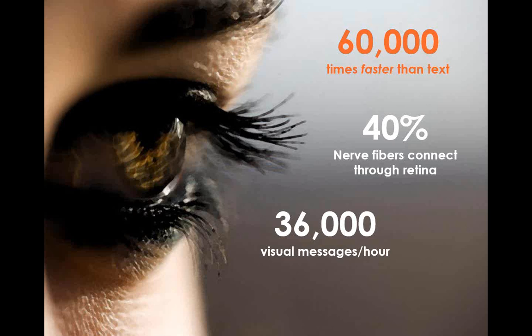and the physiological, historical reasons for that, we're predatory creatures. That's where we come from. We have to recognize visual clues in our environment. We learn to do that much faster than we learn to read and write. 40% of all the nerve fibers in our body are connected through our retina. It's an incredibly powerful information gathering tool, and we can take in 36,000 visual messages an hour. I mean, these are stunning numbers, but this is data about how this works.